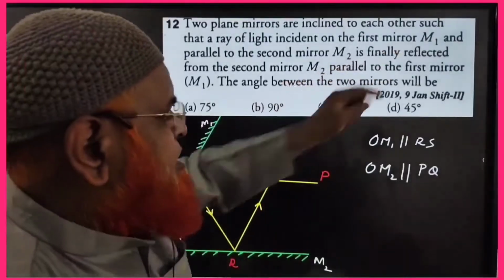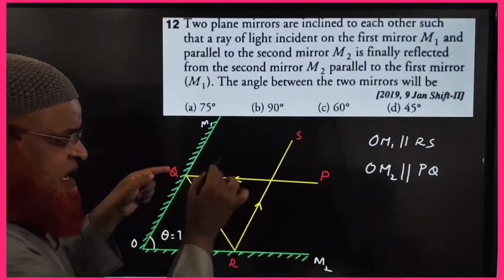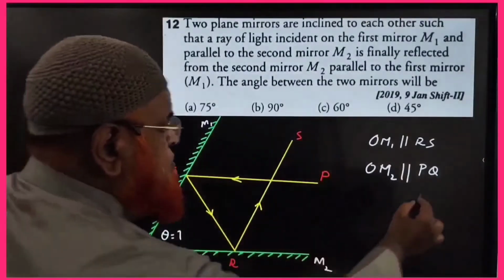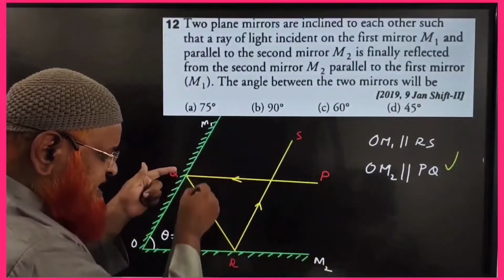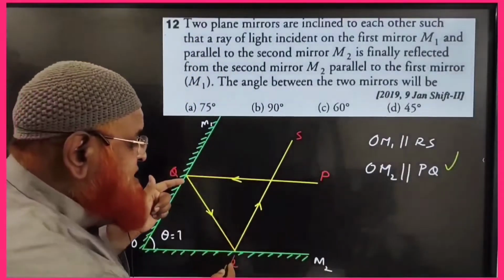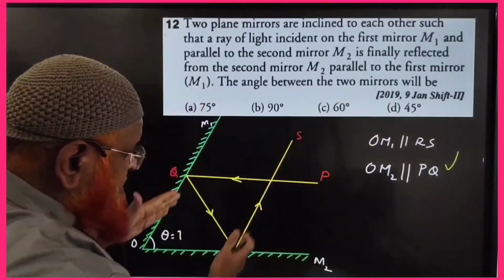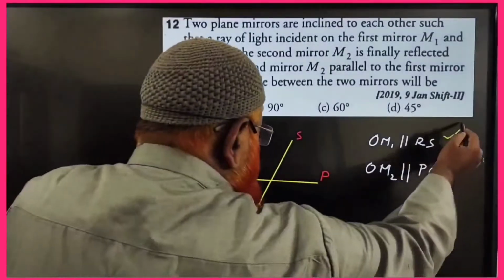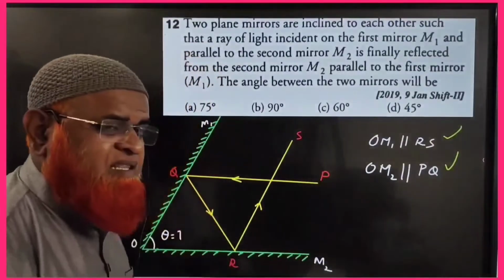It is said in the problem that one light ray PQ enters in this direction in such a way that PQ is parallel to OM2. It enters like this. It takes single reflection. Again it takes double reflection. It comes out like this. And while coming out, these two are parallel. That means this mirror OM1 and RS are going to be parallel here. In such a situation, he is asking us to find out this angle theta.